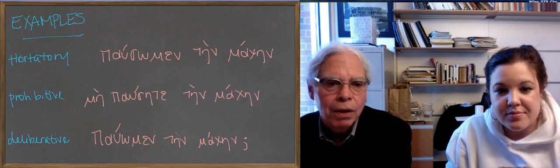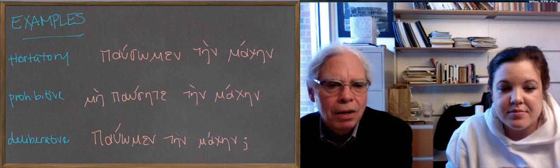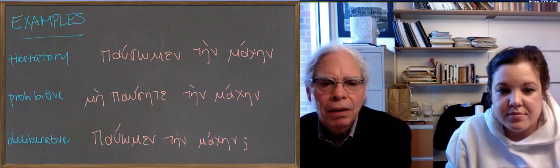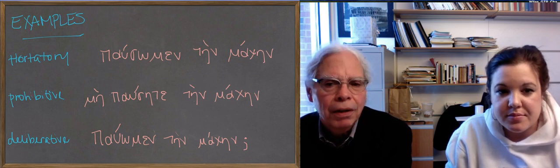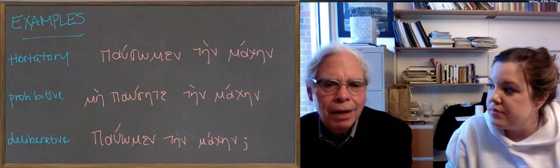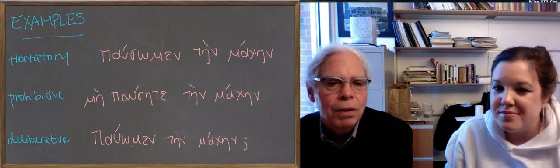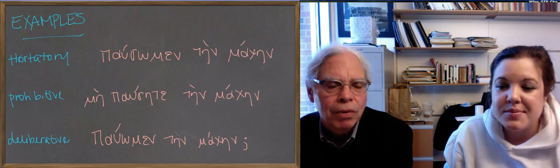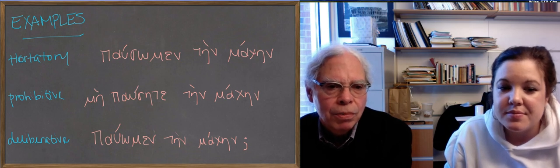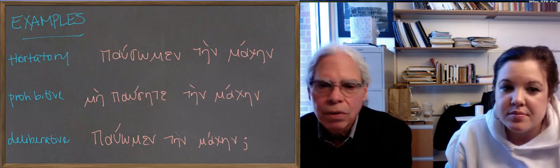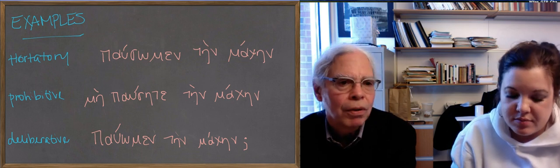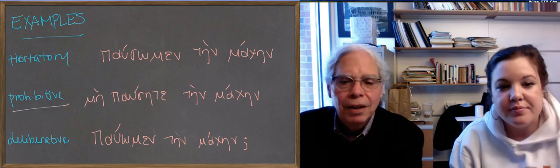And the deliberative one, pausōmen tēn machēn? Should we be stopping the battle? Are we to stop the battle? That's another way, a kind of more archaic way of saying it. But should we be stopping the battle is the regular one. So that's a present subjunctive. It can be the subjunctive, and any of these can be present or aorist, depending on what you want to do. Except for this one. All right.